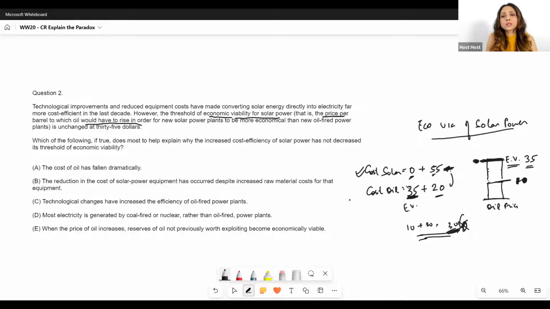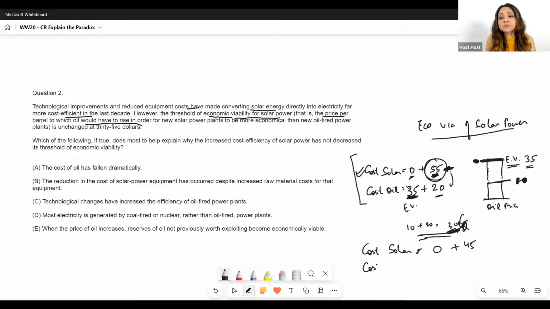All right. Now look at what happens. Let's say this is what was the scene a decade ago. Now they are saying that this has decreased. Your 55 has gone down, right? They're saying the improvements and reduced equipment costs have made this cheaper, more cost efficient. Okay. So then I'll say the cost of solar now, of course, sun is still freely available sunlight. Plus, let me say this has become 45 because of the tech improvements.